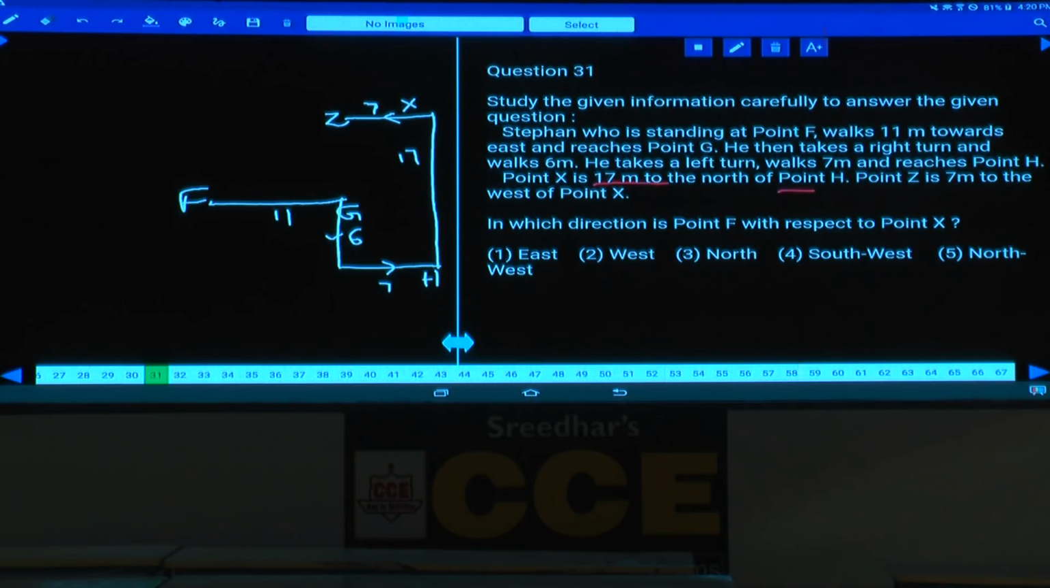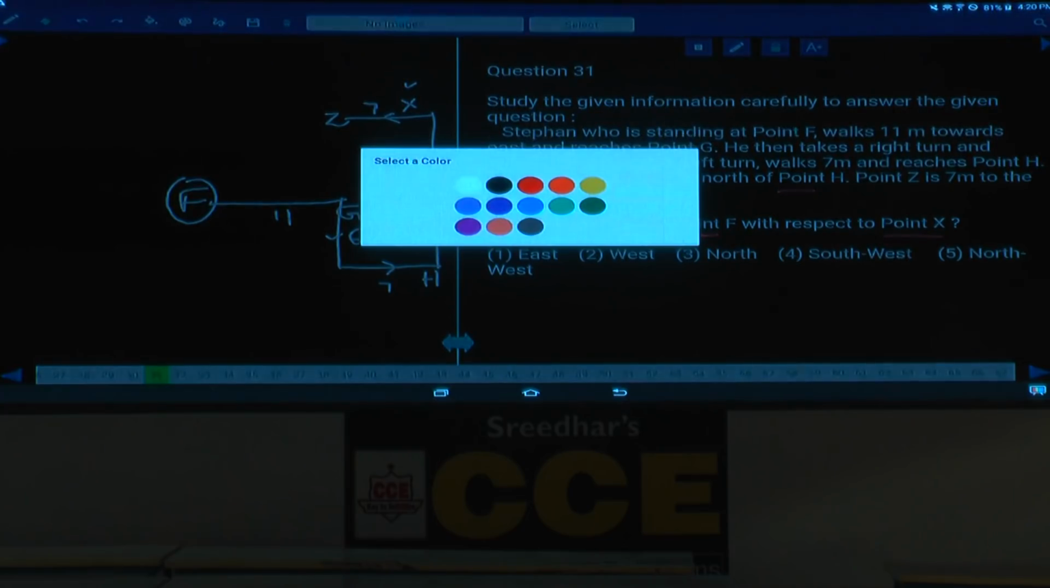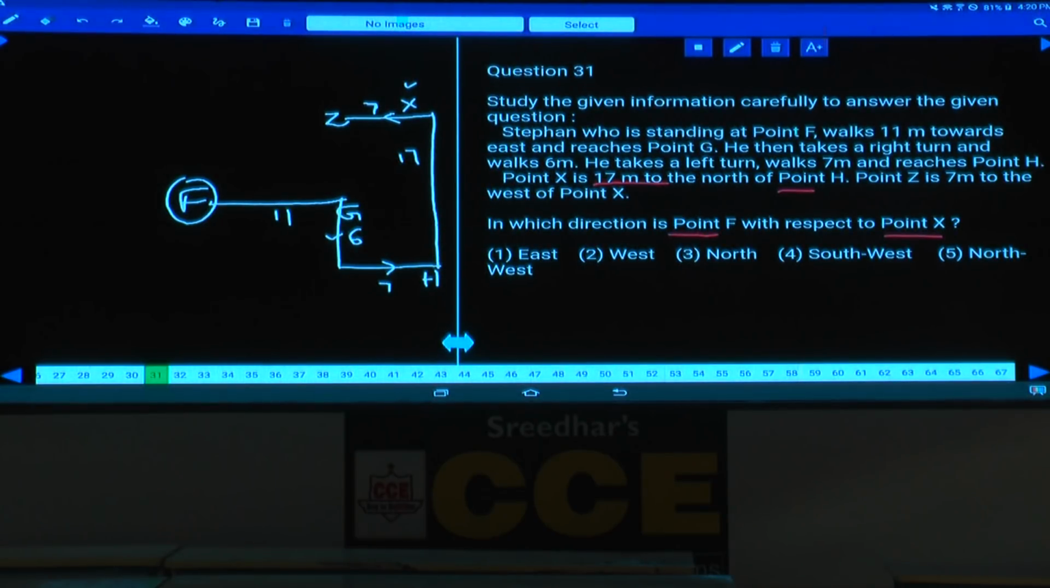Then in which direction is point F with respect to point X? F is here, X is here. Now, we need to find out the direction of F with respect to point X. From X, if you observe here, one should move towards south, then towards west to reach point F, isn't it? And so what is the direction here? From X, it is south and west, so southwest. Southwest is given in choice 4. Question number 31, choice 4.